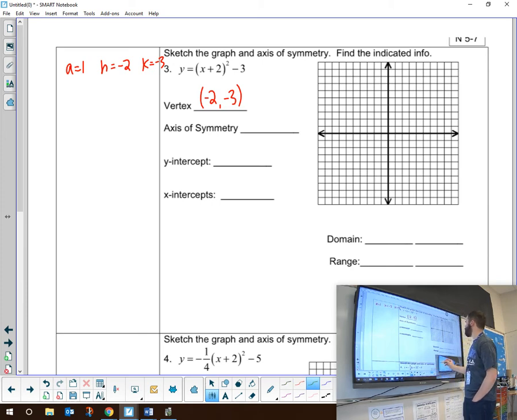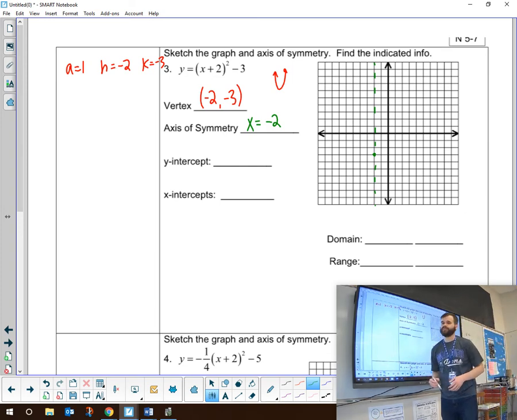And we can plot that point over here. We can go -2, down 3, there's my vertex. And I know that my opening direction is going to be up, because my A is positive. Then, if that's my vertex, my axis of symmetry is going to be at x equals h, and h is -2. So there's your axis of symmetry.